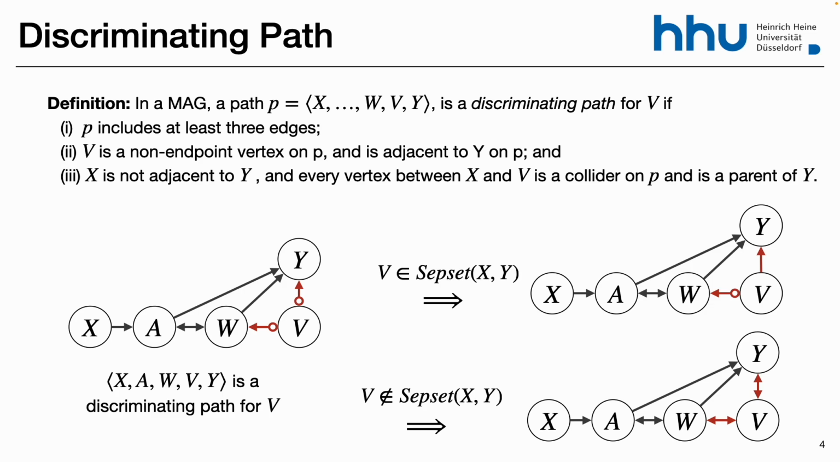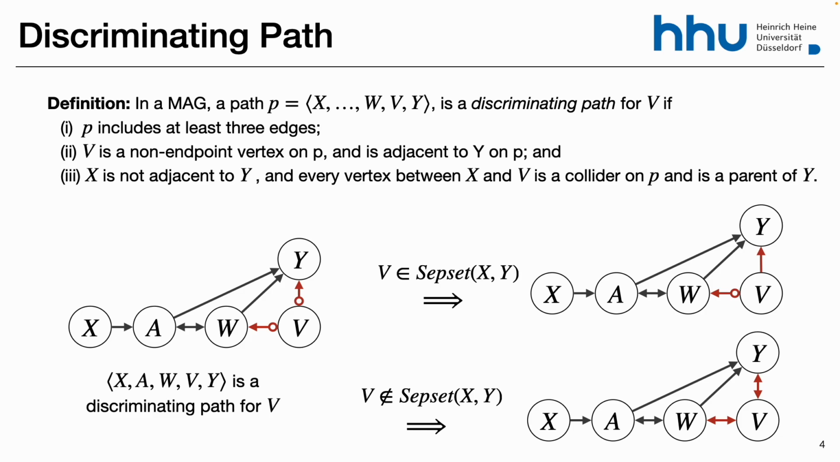I guess one more question. How do we know if V is in the separating set or not? Because here those are just the two options. Is it just based on the graph? Yeah, we are going to get there.